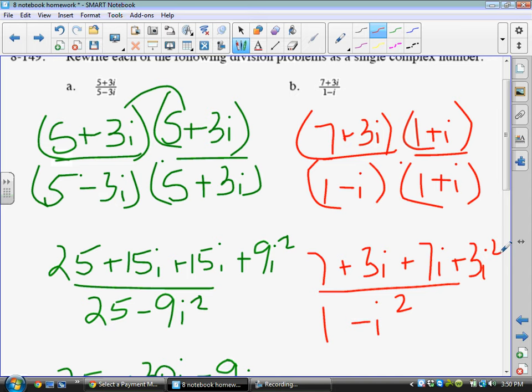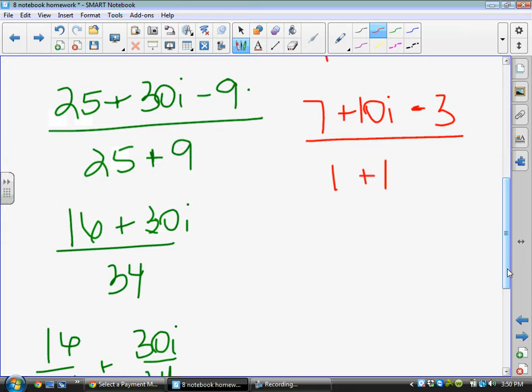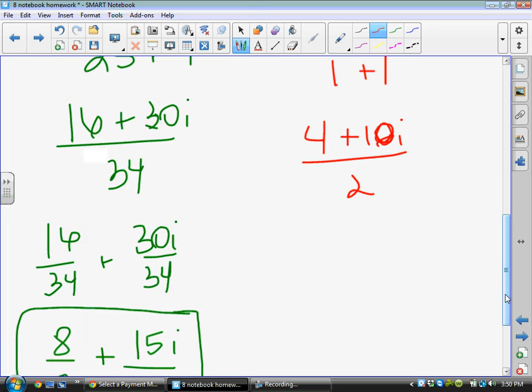Okay. So then let's combine some things together. I have 7 plus 10i, and I really have a minus 3, because i squared is really a negative 1, divided by 1 plus 1, because i squared is worth negative 1. Simplify a little further. I'm going to have 4 plus 10i on the top, divided by 2. Break it down into two fractions: 4 over 2 plus 10i divided by 2. I can simplify those to just be 2 plus 5i.